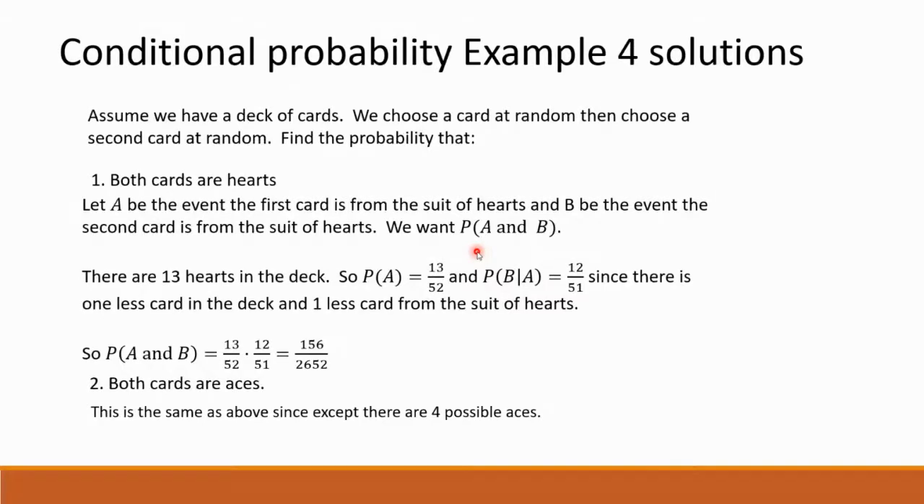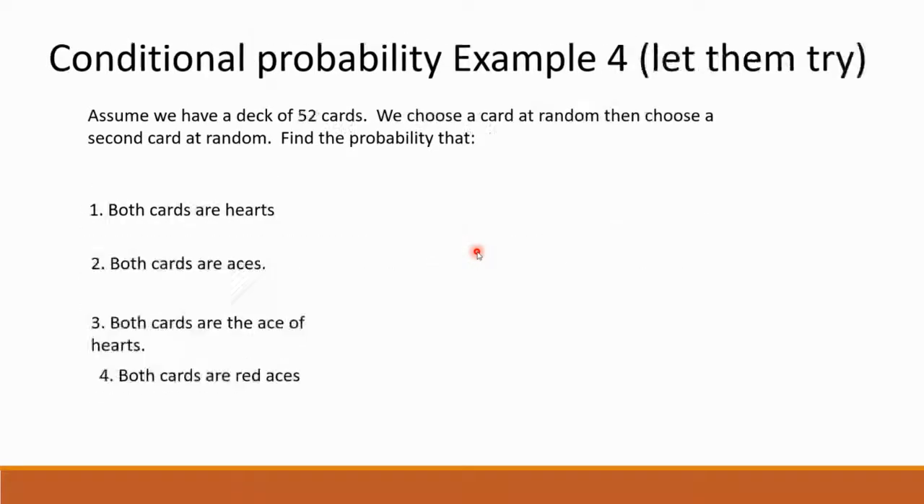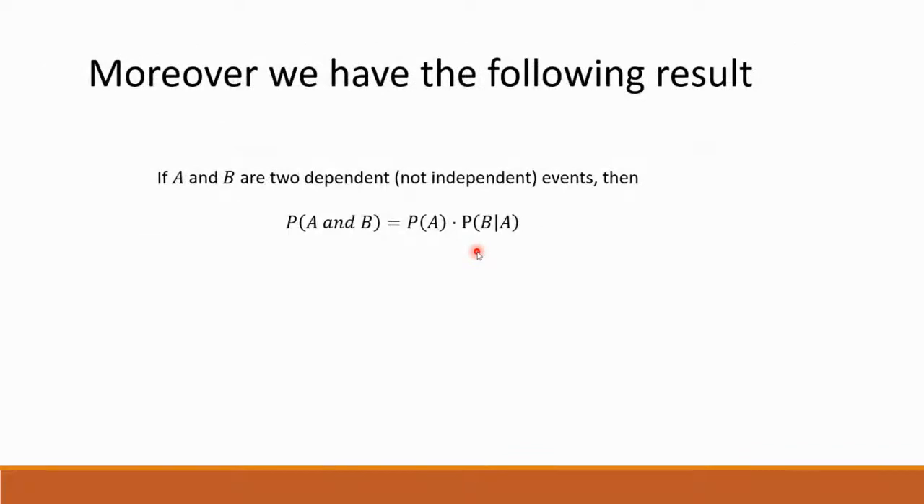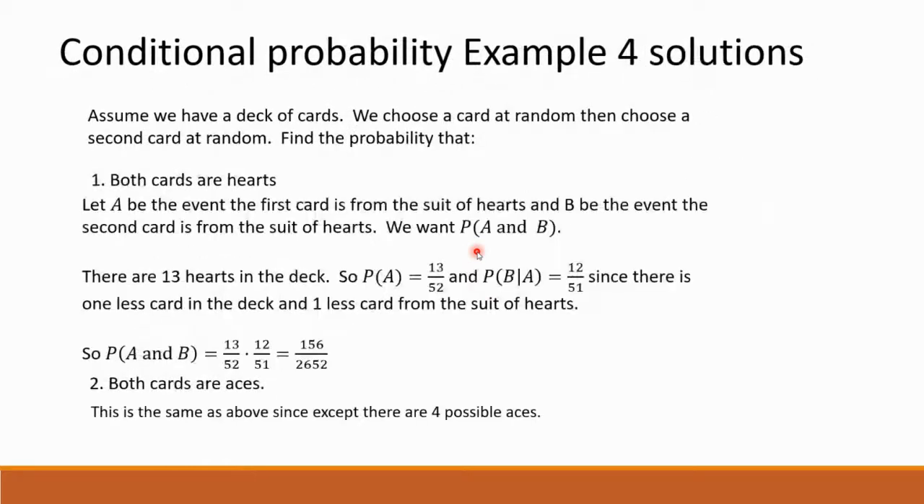Again, I'm just using the probability of A and B from before. That's what I'm using here, okay? Nothing fancy. So anyway, we multiply these, and that's what I get over here.